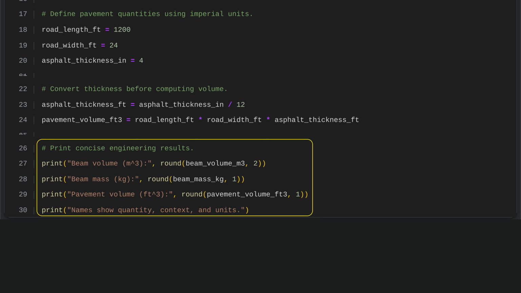The output reports the beam volume, beam mass, and pavement volume, using rounding to keep the numbers easy to read. Each value is shown with appropriate units and a sensible number of decimal places. The final message highlights the importance of clear variable names that describe the quantity, context, and units used in calculations.